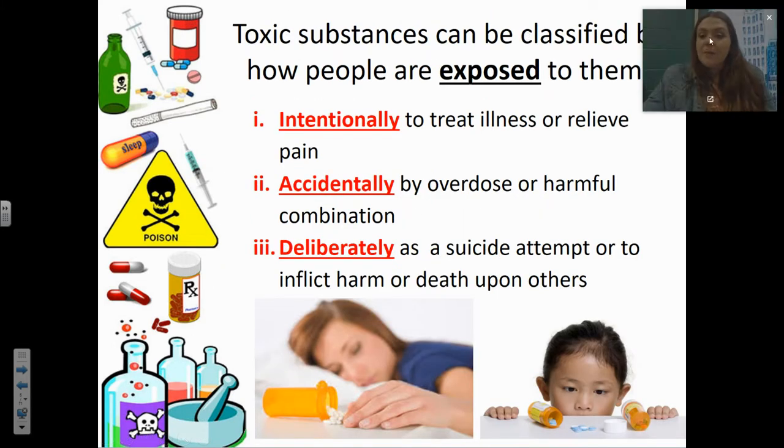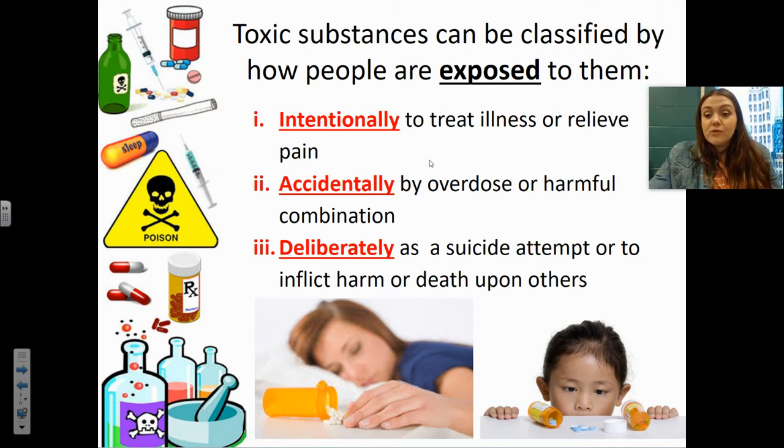Toxic substances can also be classified by how people are exposed to them. Intentionally, we can say they took this to treat an illness or relieve pain. Maybe they took too much. Maybe they accidentally mixed it with alcohol when they weren't supposed to. Accidentally by overdose or harmful combination. So they intentionally took these pills to treat their illness or relieve their pain, and accidentally took too much. They take those medicines and for whatever reason did something weird. Accidentally by overdose or harmful combination.